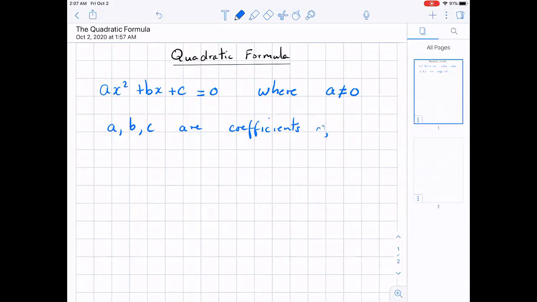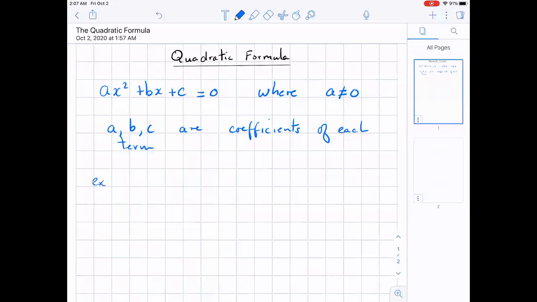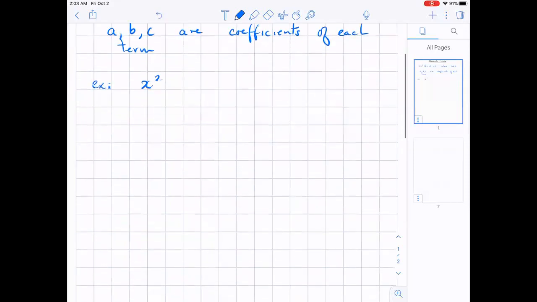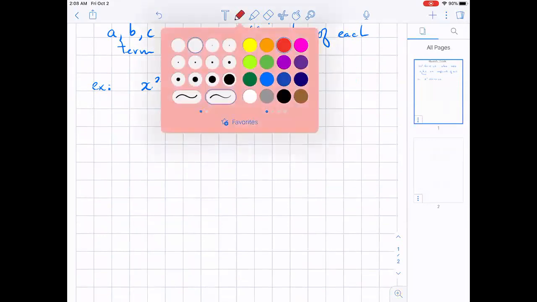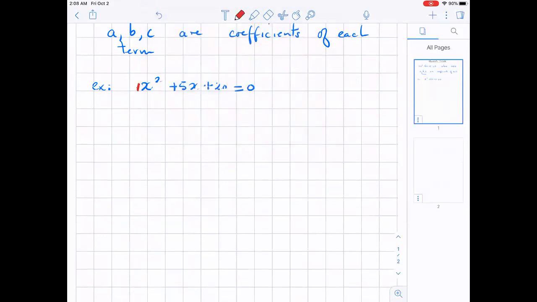So for example, we have x squared plus 5x plus 20 equals 0. In this case, a is 1, b is positive 5, and c is positive 20. So a here is 1, b is equal to 5, and c is equal to 20.